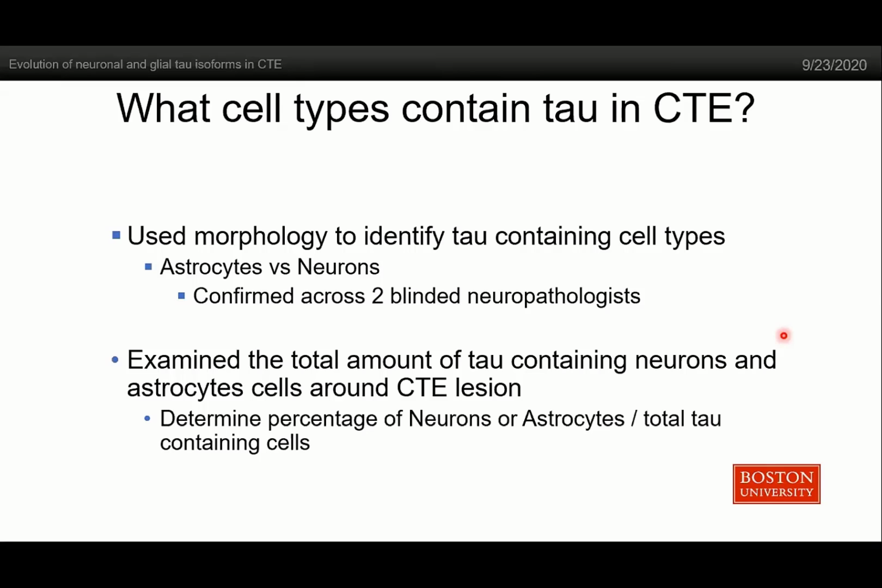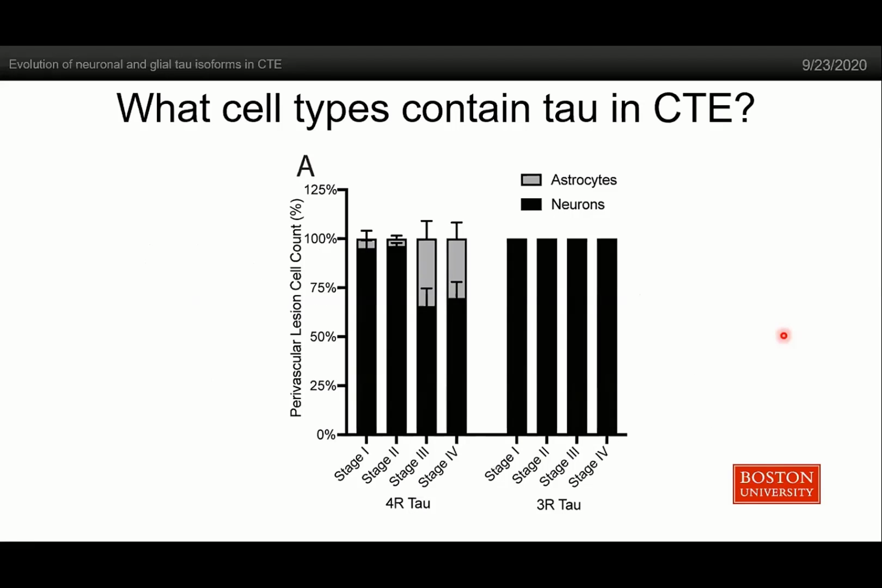So they have a very, very specific appearance, and we use neuropathologists who are trained to identify this to look at blinded sections and pretty much count astrocytes versus neurons. And then we can examine the total amount of tau-containing neurons and astrocytes around the lesion, and we can determine another percentage. So the amount of neurons or astrocytes divided by the total tau-containing cells, and we can see, are they more 3R or are they more 4R positive with each of these phenotypes and how that might change over time. And this is what we can end up seeing.